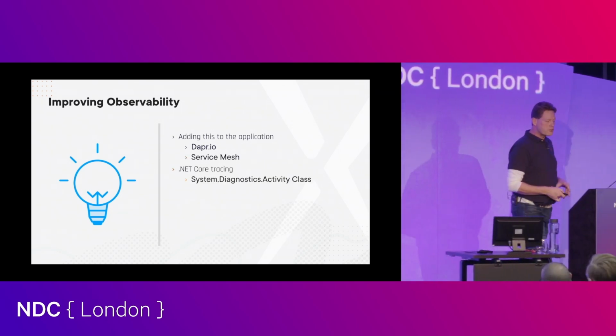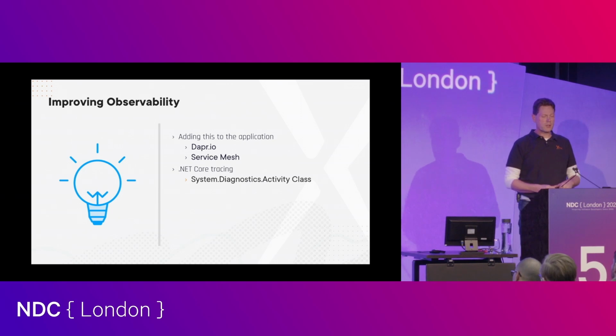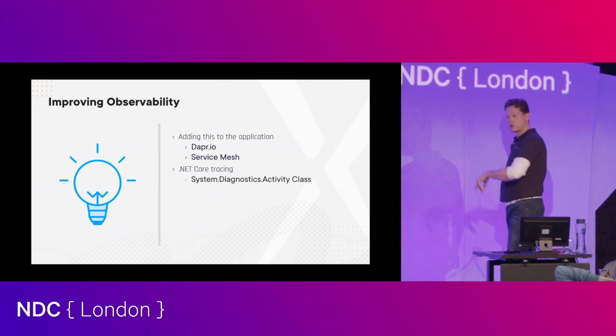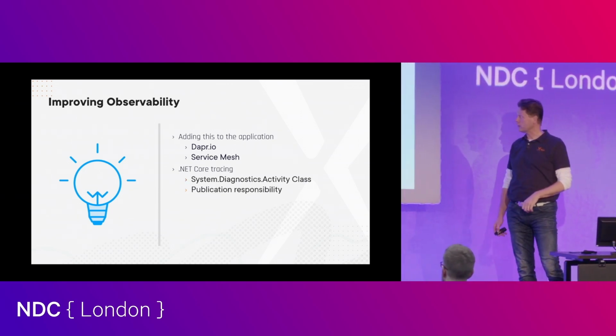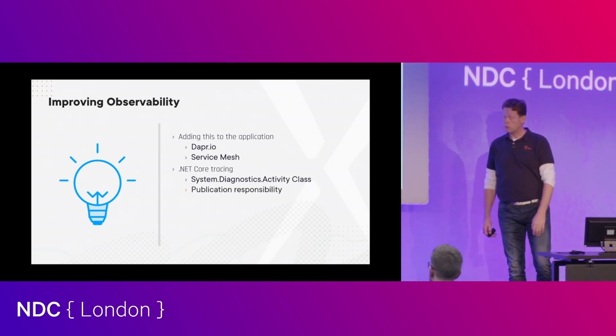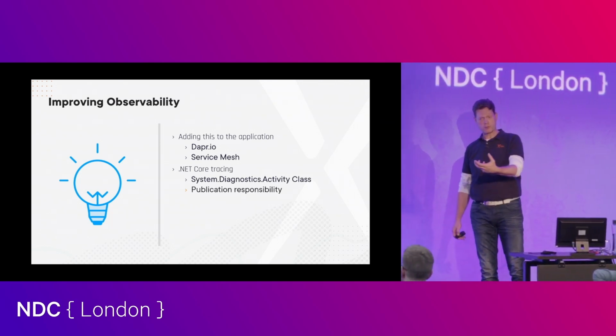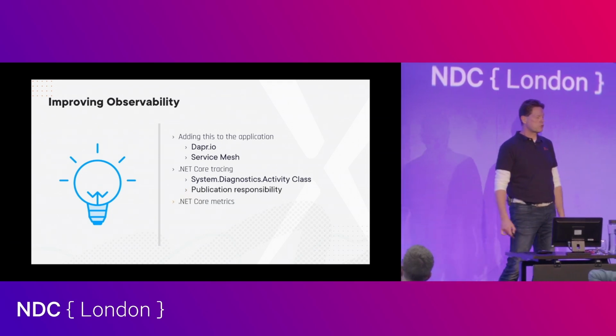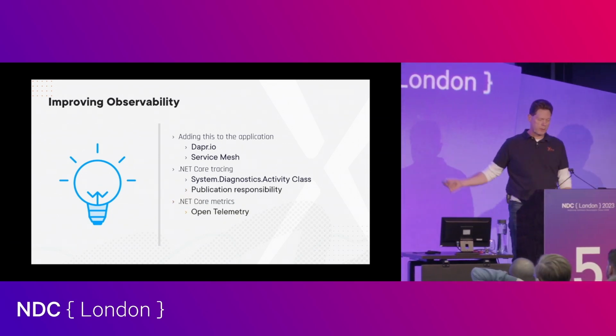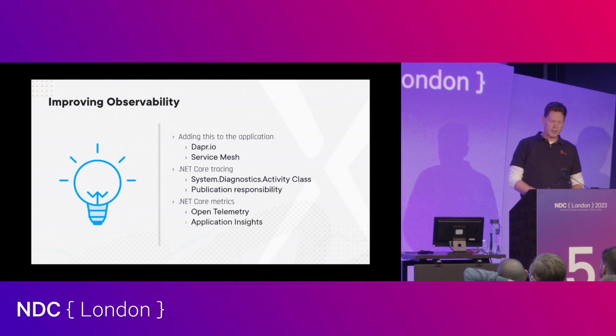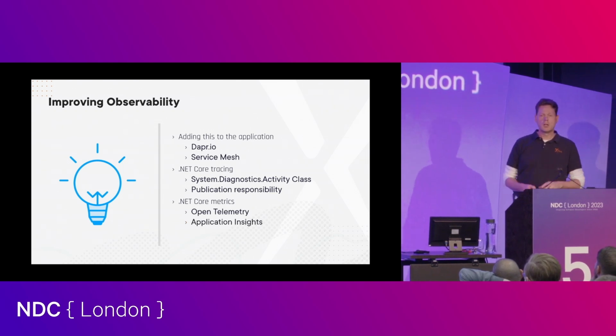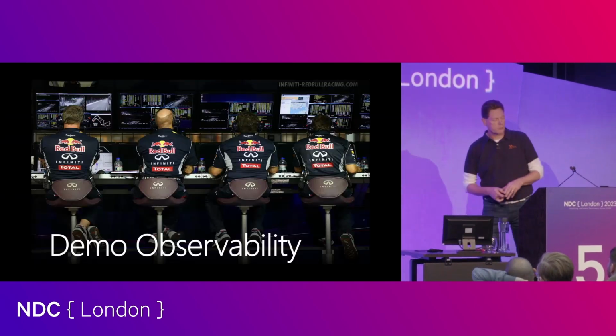Now, .NET Core tracing has this notion of an Activity class where you can trace the data through your application by using this Activity class. If you want to publish that information, that data, you need to specify that in your startup. I already talked about OpenTelemetry and Application Insights as a way to observe your application.